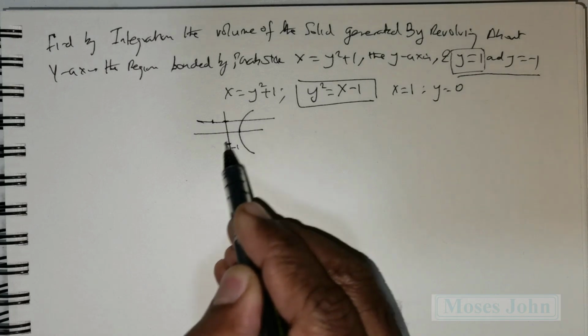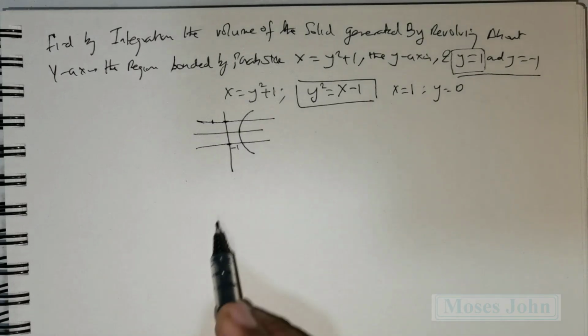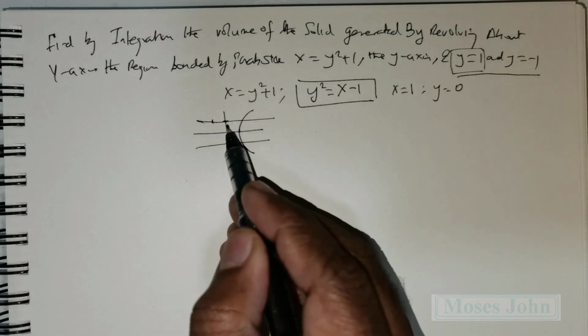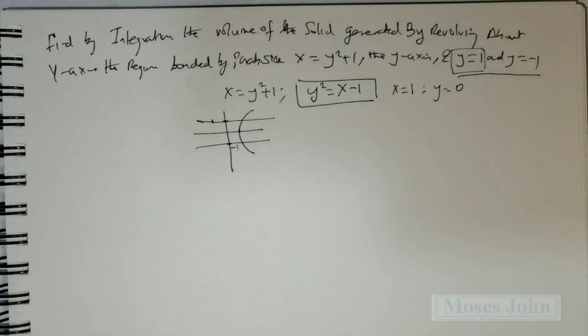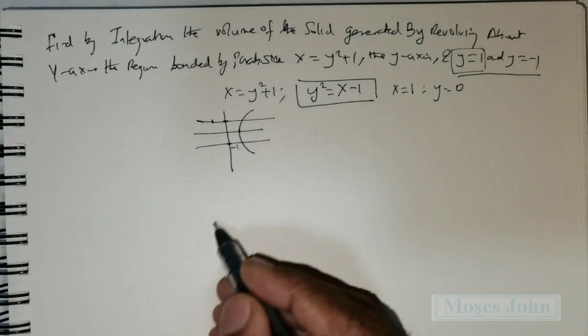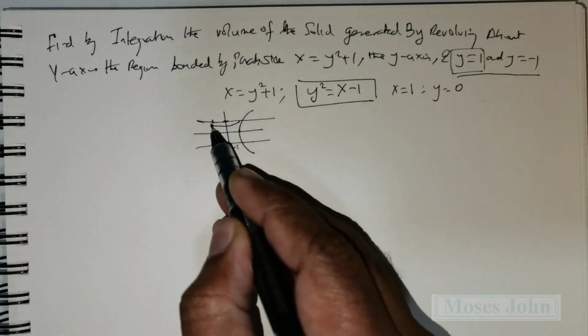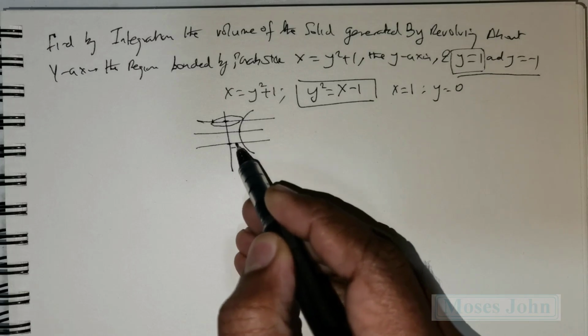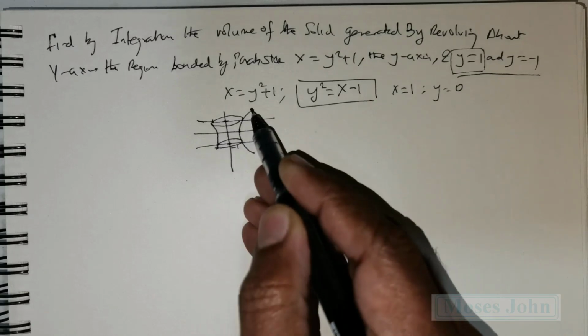So the parabola is revolved about these two lines, y is equal to negative 1 and y is equal to positive 1. So when you revolve it, the shape that would be generated would be something of this fashion. Okay, something of this fashion.